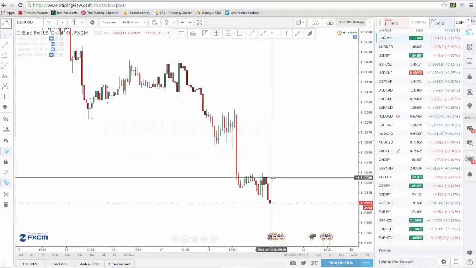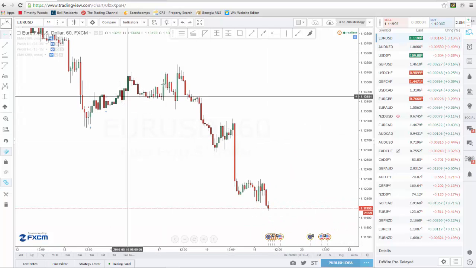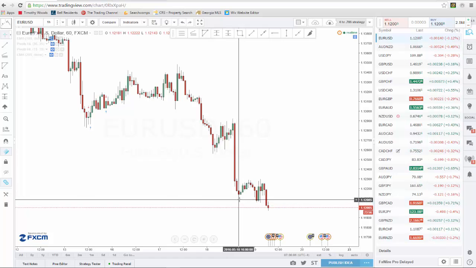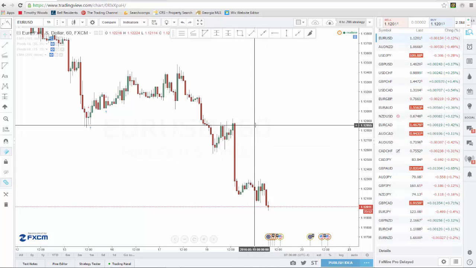Welcome back, guys. So let's start here on the euro-dollar hourly chart. I always start my morning analysis with hourly charts. I look for trading opportunities here, and then I see if they have confluence with daily or 4-hour structure in order to place that trade.